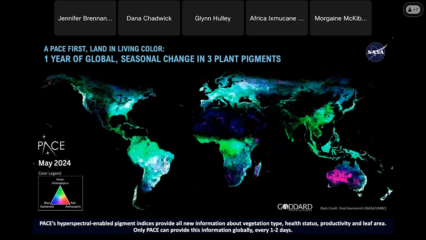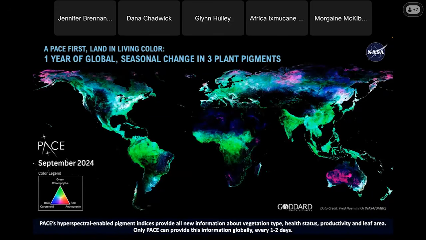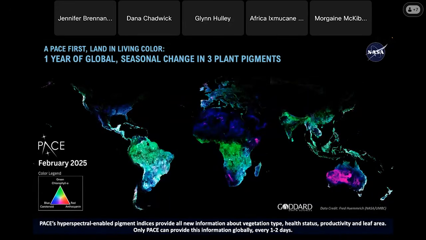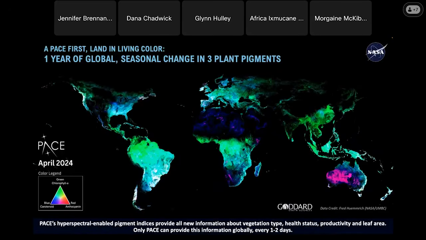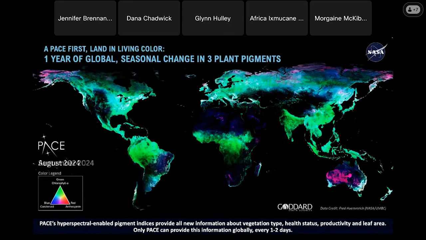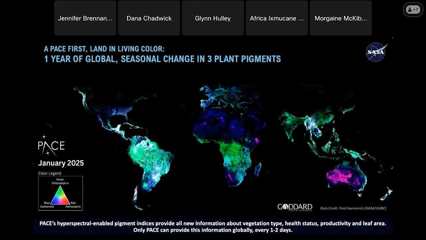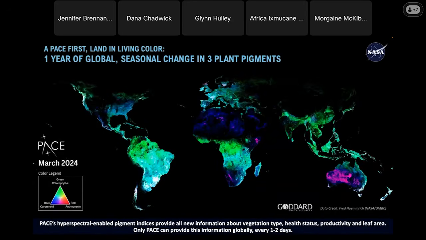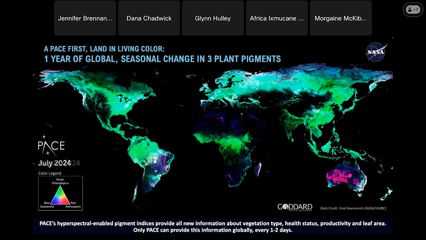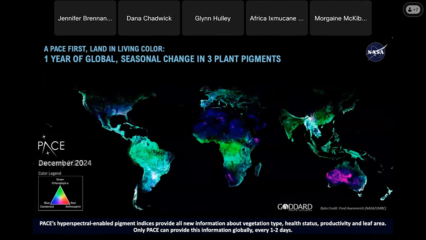Similarly, on land, plants have pigments as well, just like the algae in the sea, and other kinds of optical fingerprints that help us observe them from space. This is another first from PACE. This is our first year of global seasonal change in 3 different plant pigments happening at once. So similar to phytoplankton, where we looked at chlorophyll that we've looked at for decades from space, we've also looked at terrestrial vegetation from space for decades using metrics like NDVI, the Normalized Difference Vegetation Index, which estimates the amount of vegetation based on plant brightness.